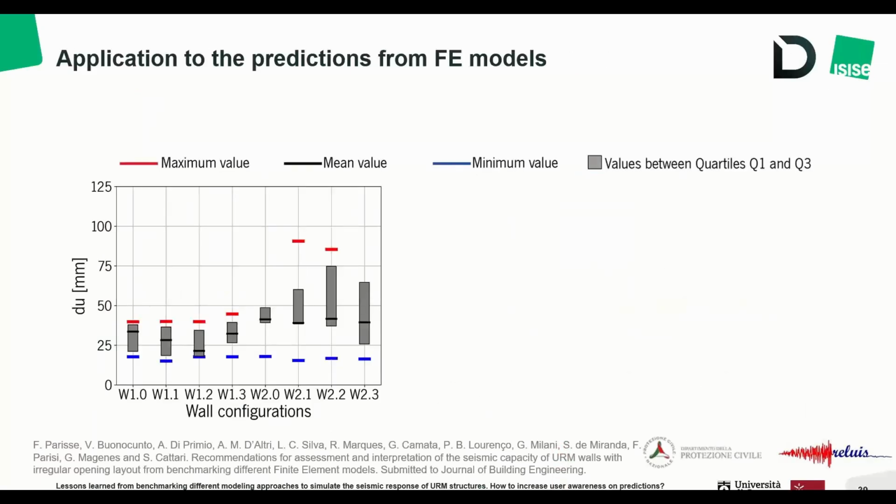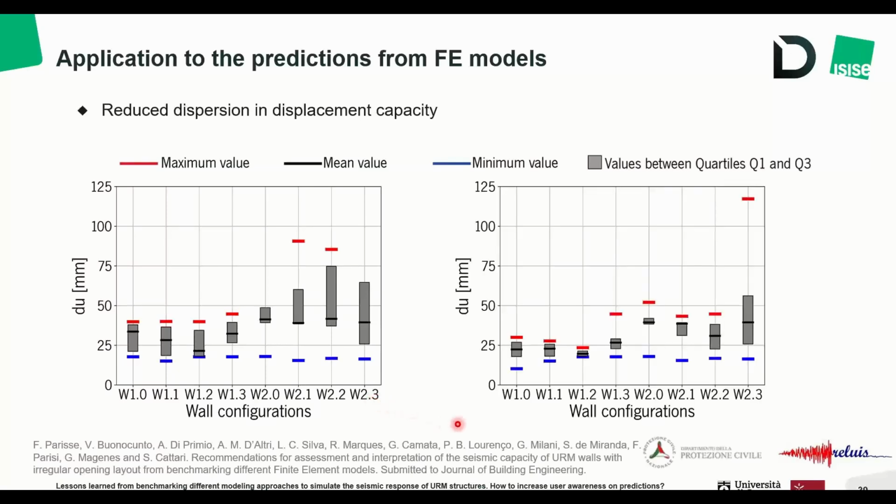And just to show you what the possible impact of this multi-criteria approach on the predictions from finite element models can be, these are the initial variations that were estimated by the different finite element models for all the configurations that were analyzed. And if we apply the multi-criteria approach, as you can see, the dispersion, the variation of results reduces a lot, in terms not only of maximum and minimum value, but also in terms of values within the Q1 and Q3 quartiles.